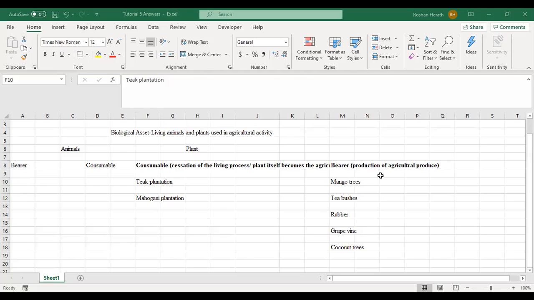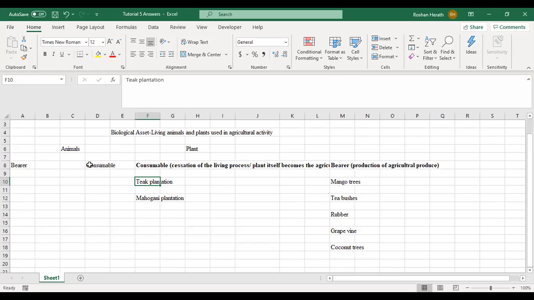Coffee, yes, again it fits in the category of bearer. We are not going to consume the entire coffee or tea trees. It simply fits with the bearer. Now we have plenty of examples on the bearer plant. Right, good. So you can think of likewise.